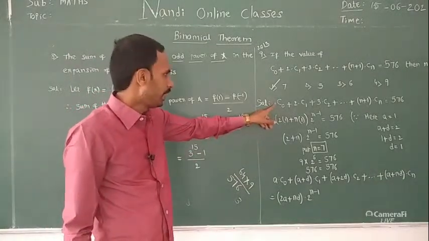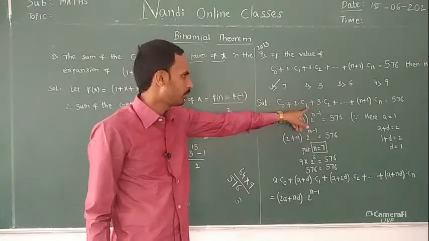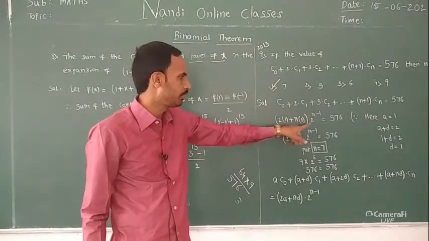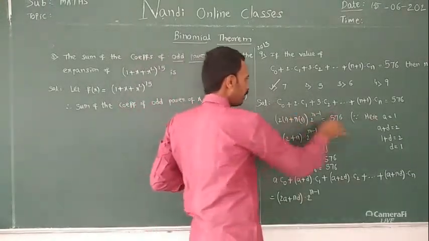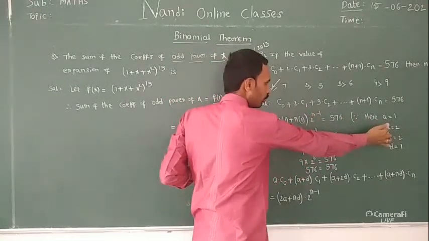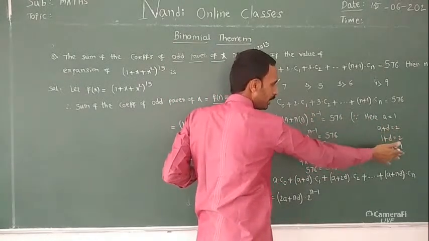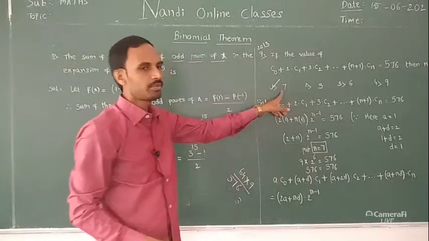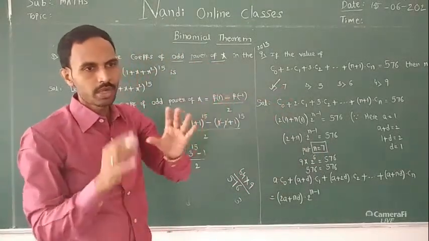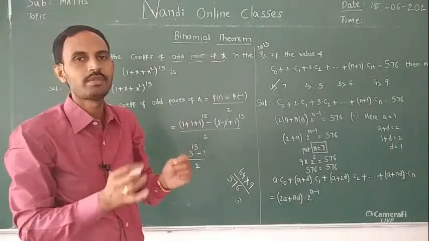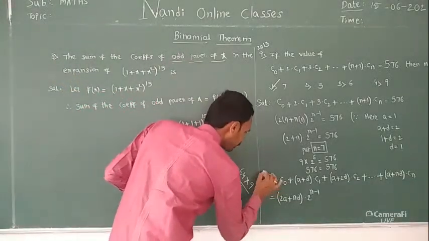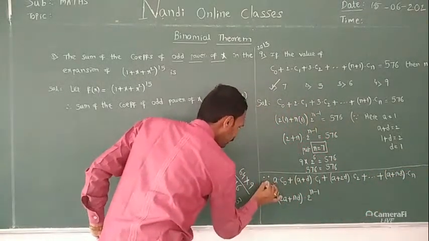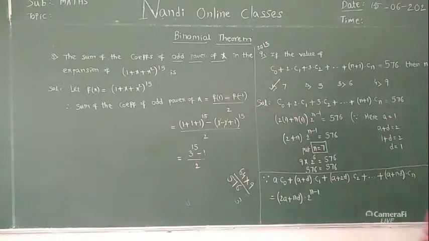It is in the form A into C0 plus A plus D into C1 plus A plus 2D into C2 and so on. The formula is 2A plus nD into 2 power n minus 1. So here the A value is 1, A plus D is 2, so D is 1. The common difference is 1. Substituted, use the options verification method. If you put the n value 7, 576 equal to 576 is coming. So that is the value of n. Okay, this is the CET formula. Write it.